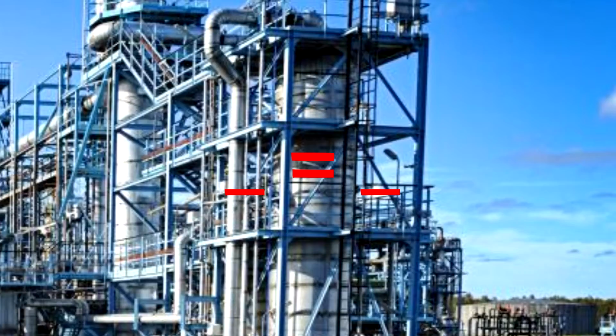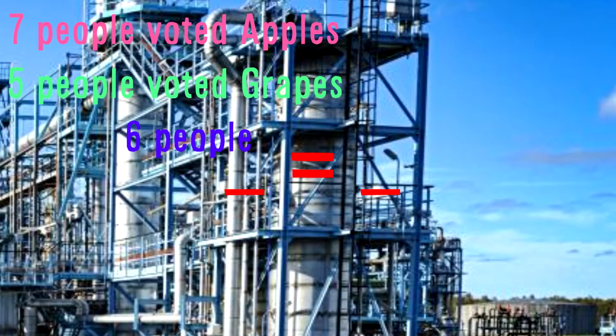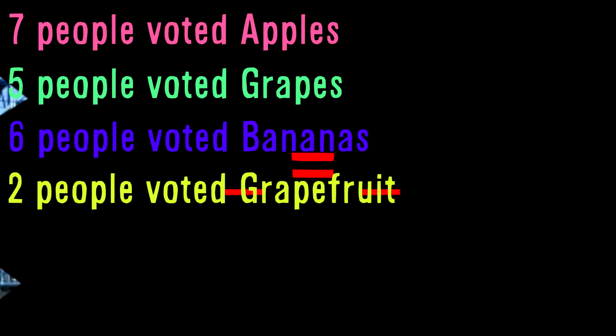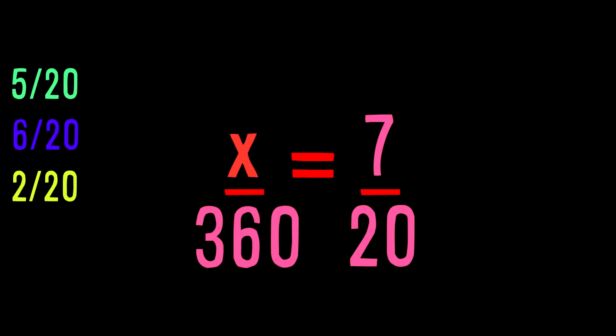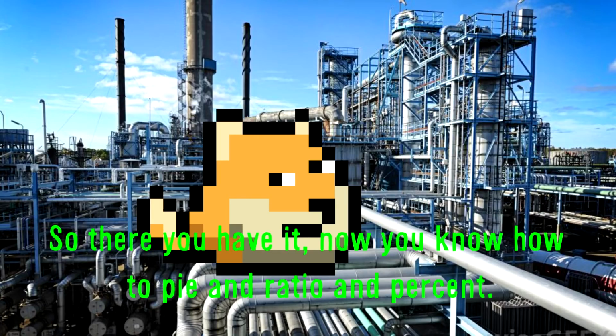But, we can travel back a unit into statistics, and we can use the FPM to make a simple pie chart. 20 people are surveyed on what is the best fruit. 7 people say apples, 5 people say grapes, 6 people say bananas, and 2 people say grapefruit. We can then calculate the angles by, once again, using FPM. Using this data, you can create a nice, accurate pie chart. So there you have it, now you know how to pie in ratio and percent.